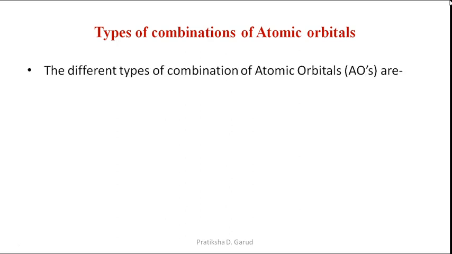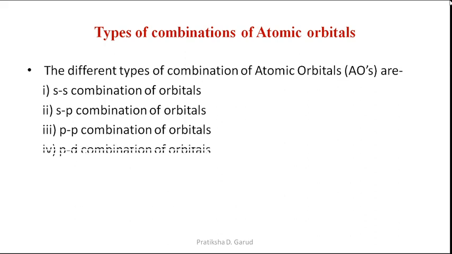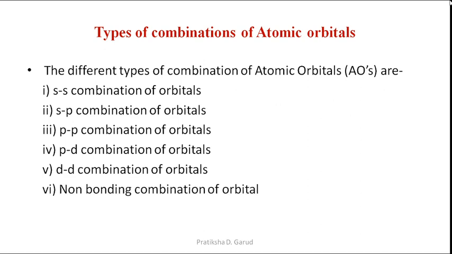The different types of combinations of atomic orbitals are: the first one is the SS combination of orbitals, second one is the SP combination of orbitals, third one is the PP combination of orbitals, the fourth one is the PD combination of orbitals, fifth one is the DD combination of orbitals, and the last one, that is the sixth one, is the non-bonding combination of orbitals. Okay, so these are the total 6 types of combinations, and based upon this we have to study the various combinations.